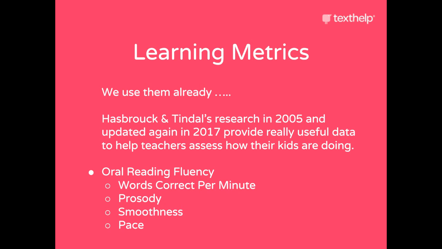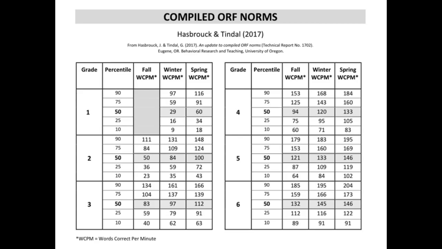In fact, probably one of the most well-known sets of learning metrics that people use as a yardstick in education are the Hasbrook and Tindal oral reading fluency norms. And when we measure a kid's oral reading fluency, there are a few things that we use, but the core measure is this words correct per minute measure. So if you're assessing a kid's reading, and say they're in the 5th grade, and it is the winter term, then 133 words correct per minute is at the 50th percentile.